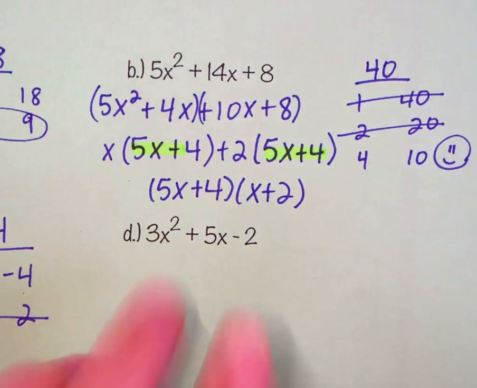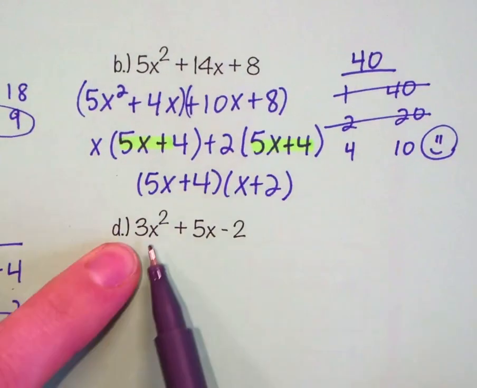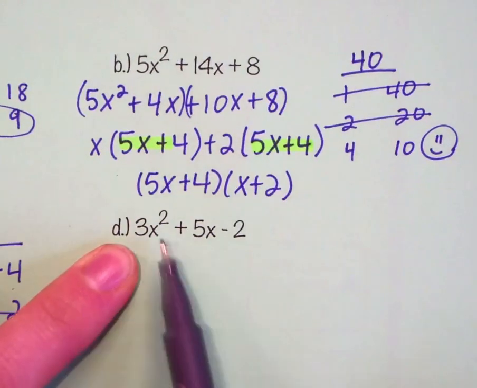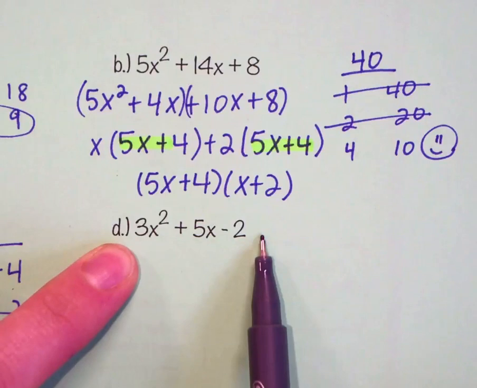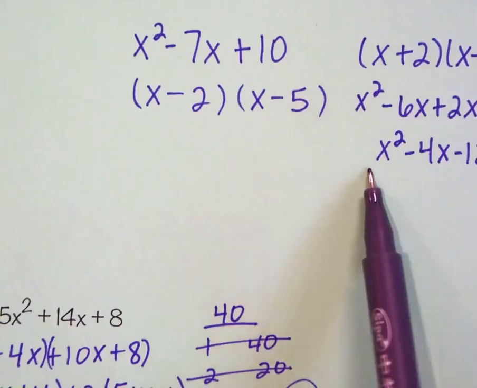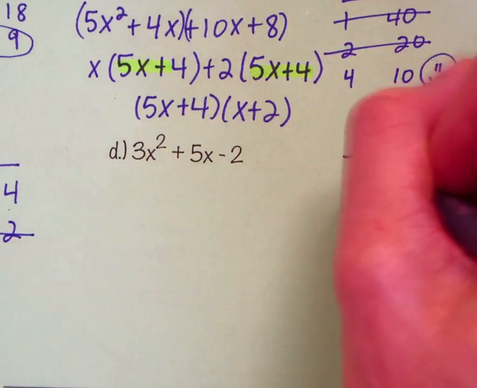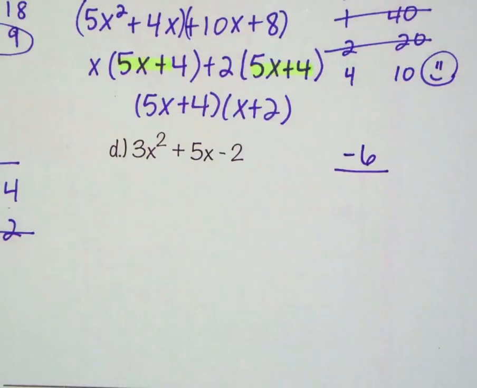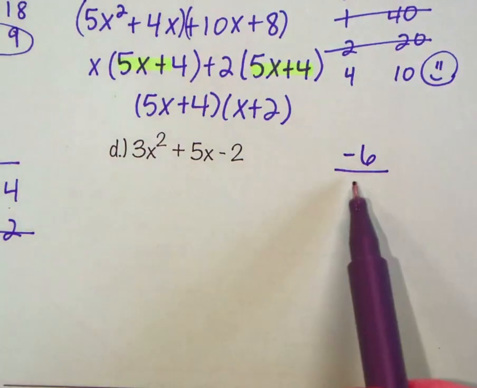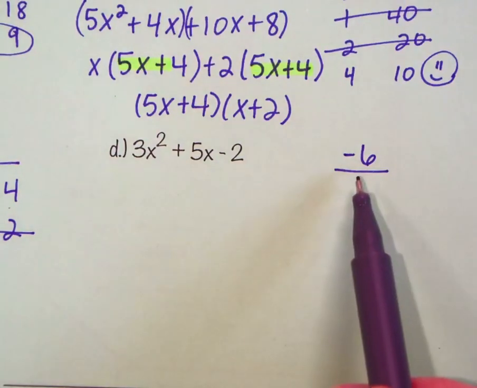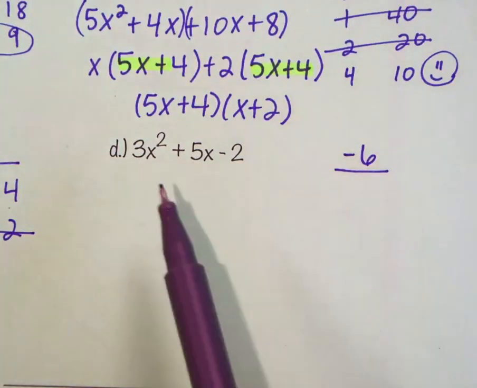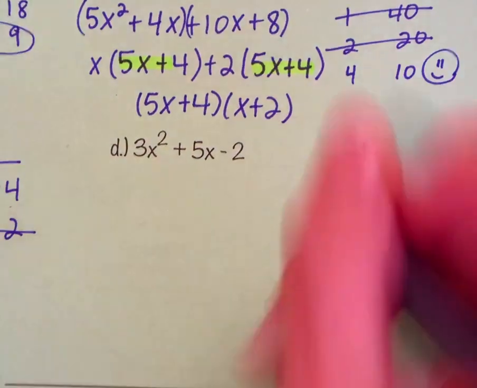Okay. Let's see how we did on this one. Go through the flowchart again. No greatest common factor. Not a difference of squares. A is not 1. Okay, so we're going to work backwards, going from here to here. So 3 times -2 is -6. Okay. We need to find two numbers that multiply to -6 and add to +5.